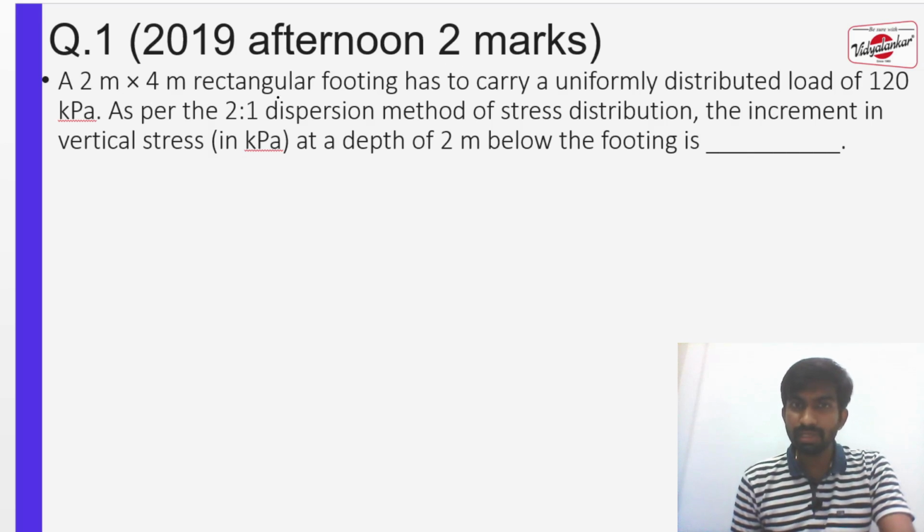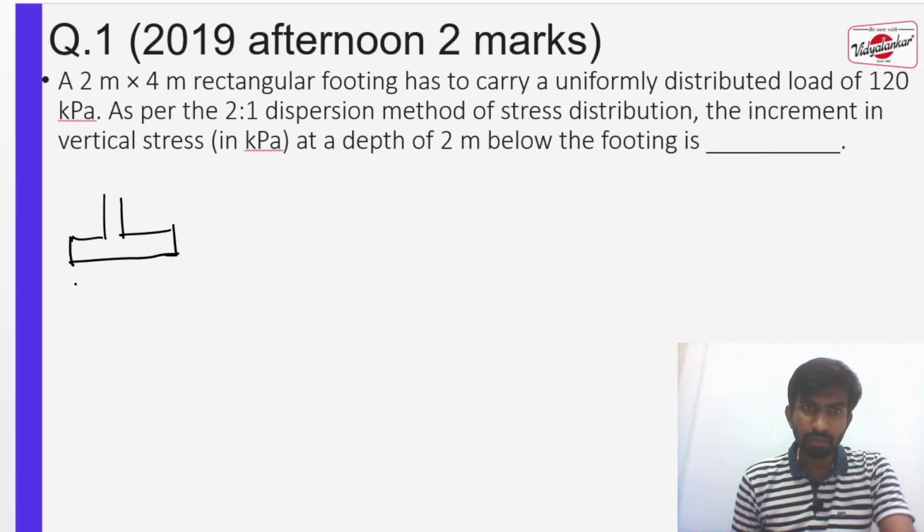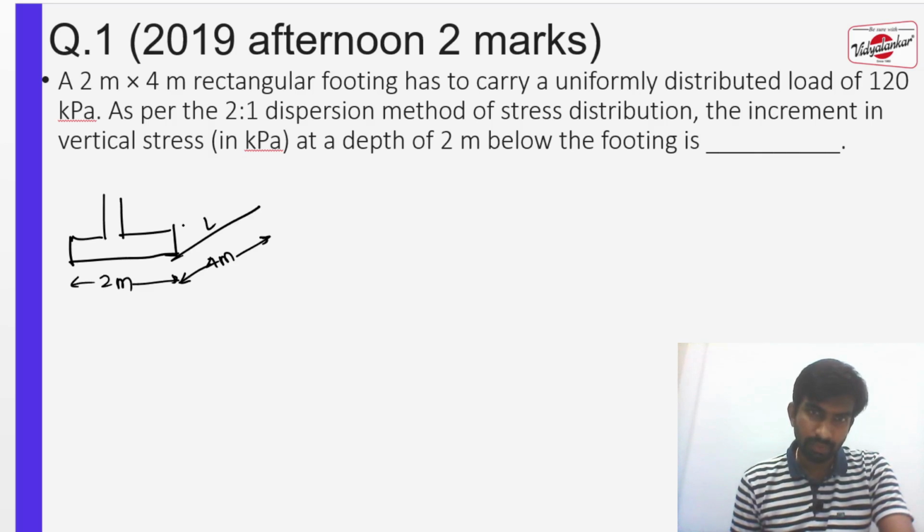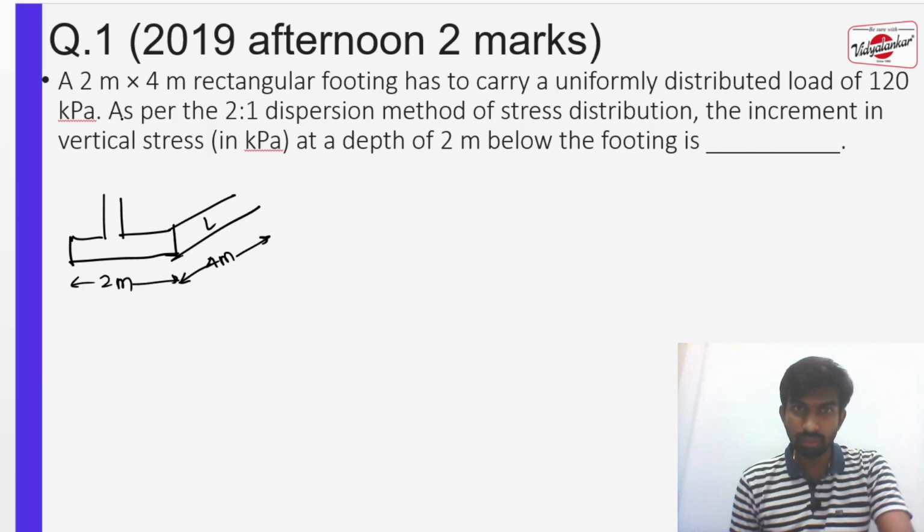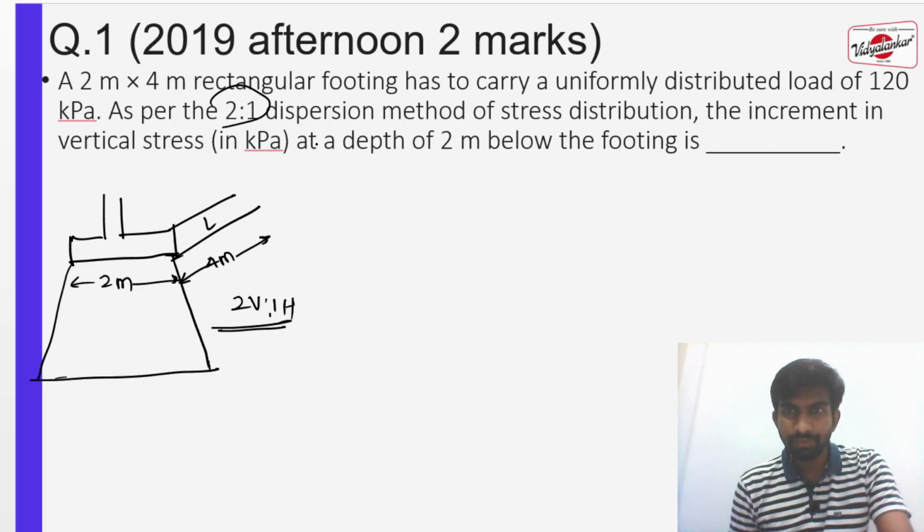A 2x4 meter rectangular footing has to carry a UDL of 120 kPa. If I draw a simple diagram of a rectangular footing, I am showing the width as 2 meter, and the length, which I am assuming as 4 meter, is given as per the dimension. The load dispersion is given as 2 vertical to 1 horizontal. They have asked to find the increment in the vertical stress at a depth of 2 meter below the footing.